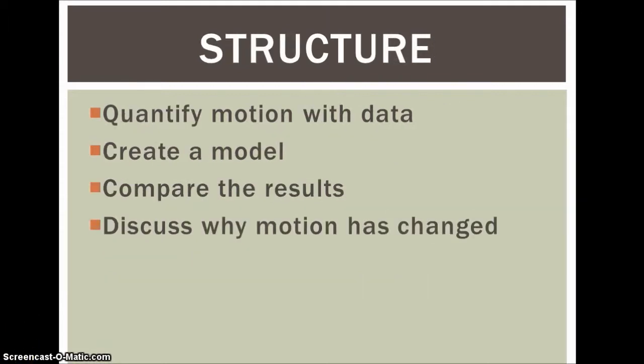To prove this, we first need to quantify our motion using Tracker, create a model using the initializing data from that motion, and compare the results. Once we've done that, we can start thinking about why the motion changed, what's different in the system that caused us to observe different motion.